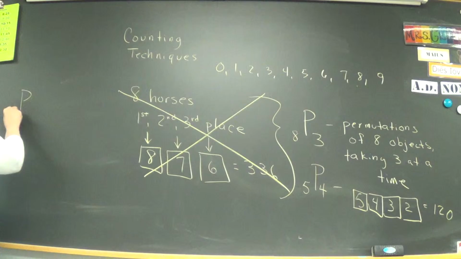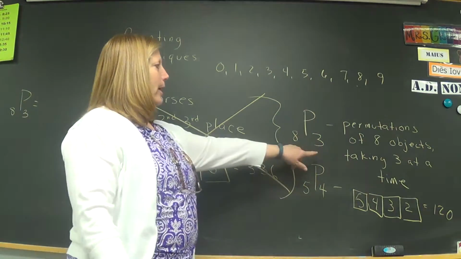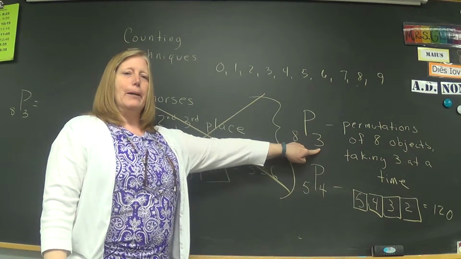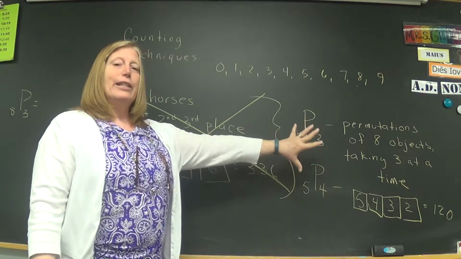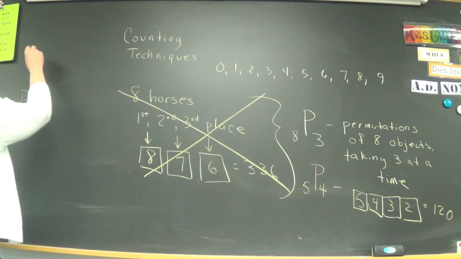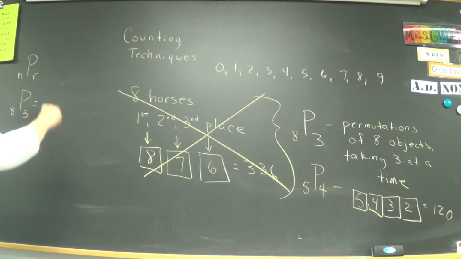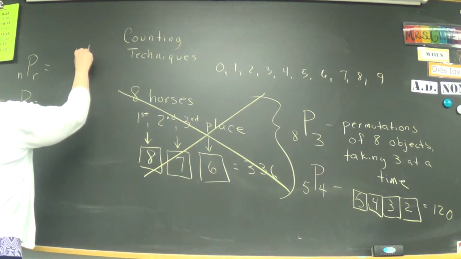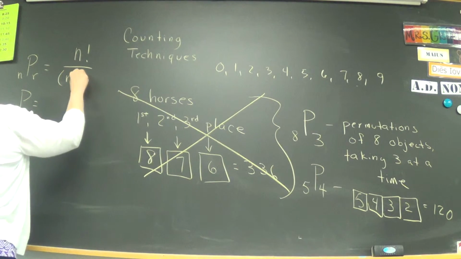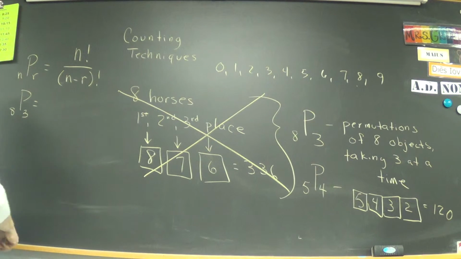There is a formula. I don't know if you prefer a formula. I prefer to actually count by boxes, but there is a formula and it goes like this. I want you to have it. The formula is n objects r at a time is n factorial over n minus r factorial. Let's test it for the horse problem and see if it works.